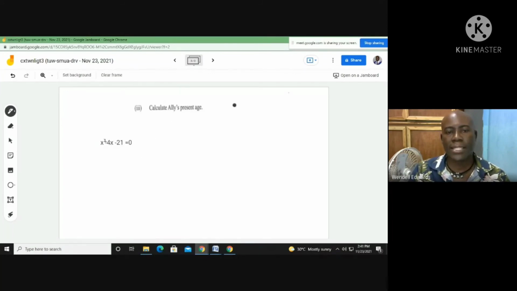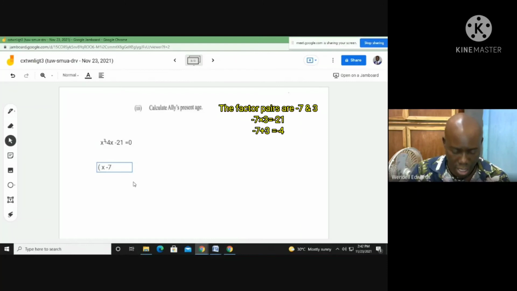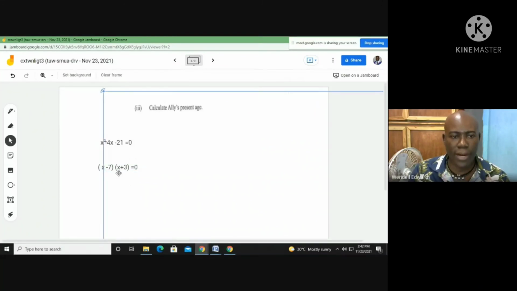If we're asked to find Ali's age, remember Ali's present age. Ali is x. Remember, we found out that Ali is x years old at current. So if we factorize this quickly, you've got to know to factor it as x minus 7 in one bracket, and x plus 3 in the other, and this is equal to 0. If you expand this, you're going to get exactly this.